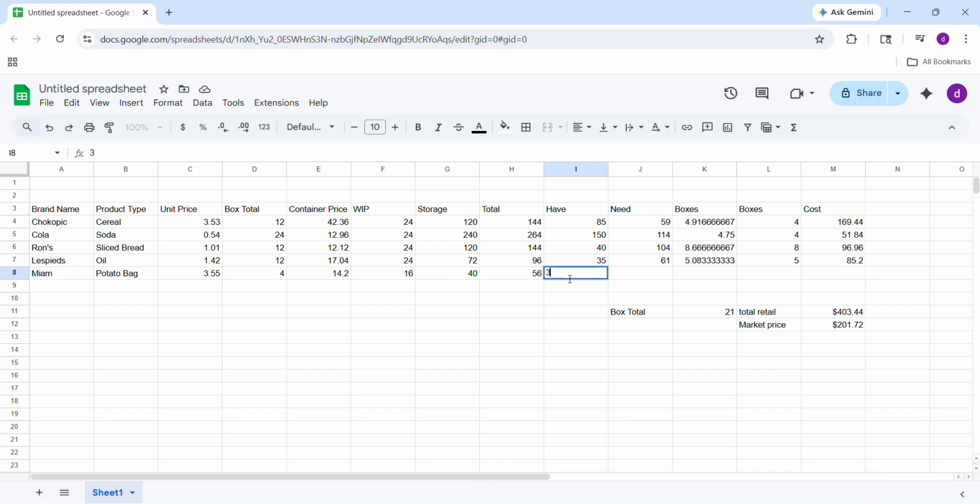And let's say we have 32. So we need 24. So that's going to be 6 boxes even. Just type our 6 there, because this is where the calculation is being done: how many boxes times the container price over here. So all that added up will give us our shopping price.